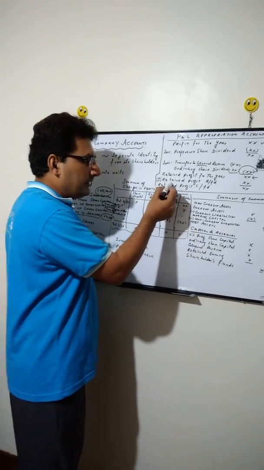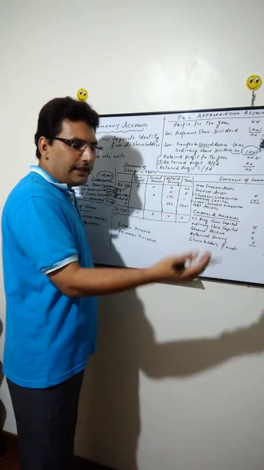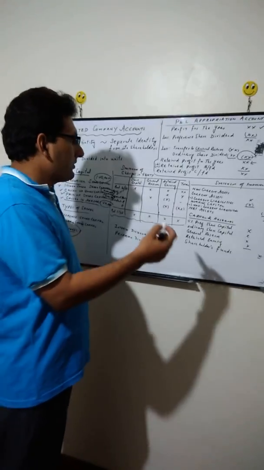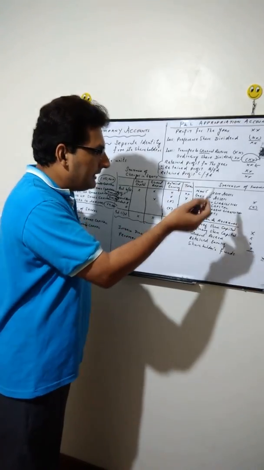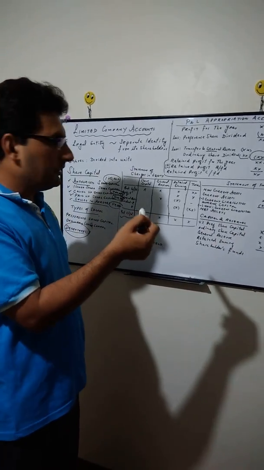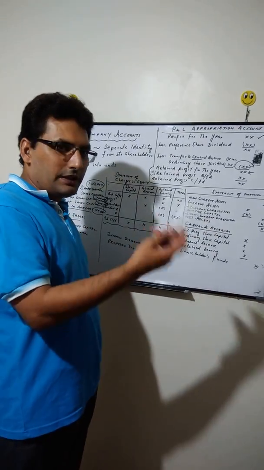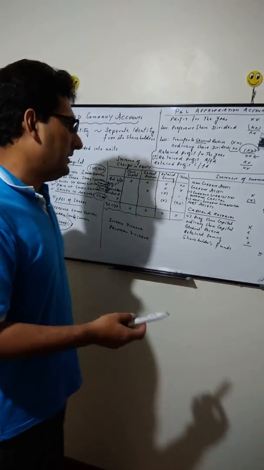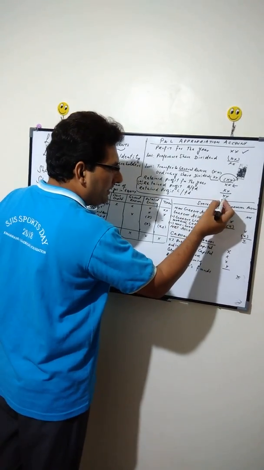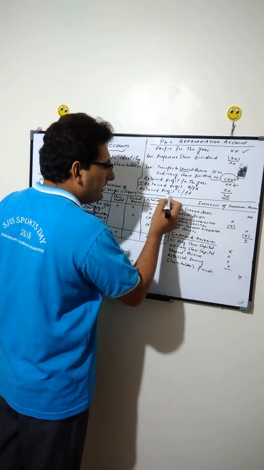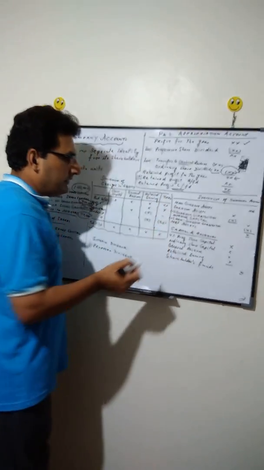Then retained profit brought forward is the amount at the start of the year. Retained profit can be positive or negative. If it is on the debit side, it is subtracted. If it is on the credit side, it is added. After addition or subtraction, whatever amount is left is our retained profit carried forward.